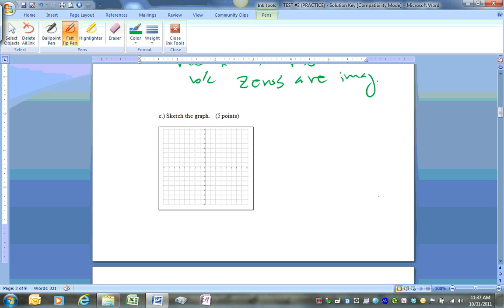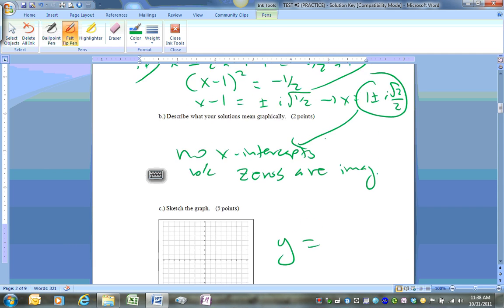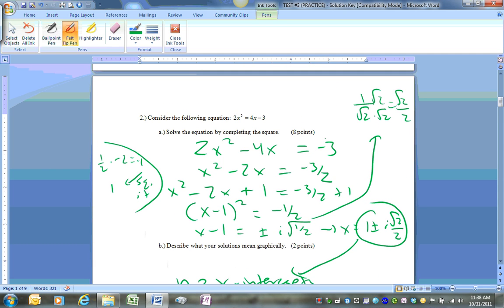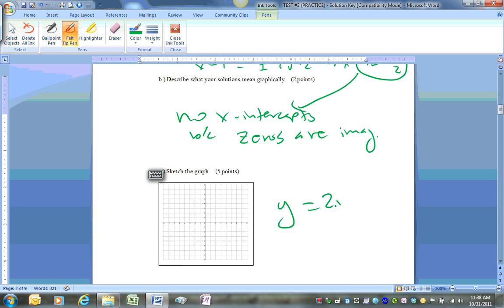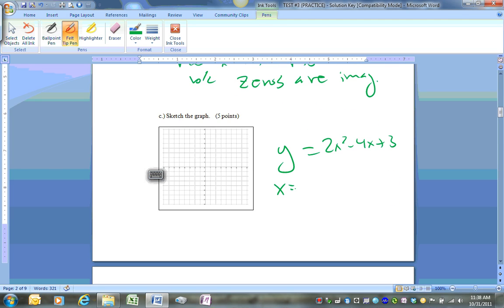This is a little bit confusing, but if you got everything in standard form, which is this, we replace that 0 with a y. So y equals 2x squared minus 4x plus 3. To find the x-coordinate of the vertex, you should know negative b over 2a, which is 4 over 2 times 2, which is 1. To get the y-coordinate of the vertex, put 1 for x, which is also 1. So we plot 1, comma 1.